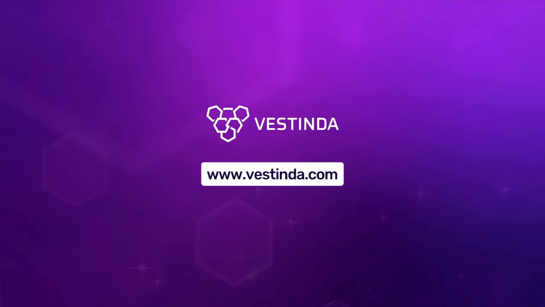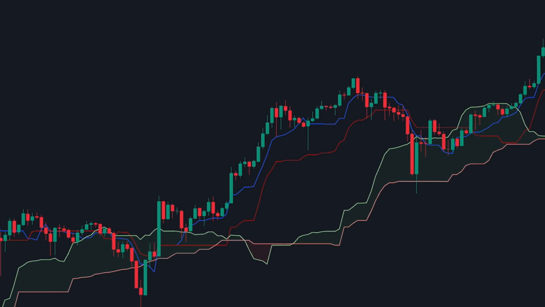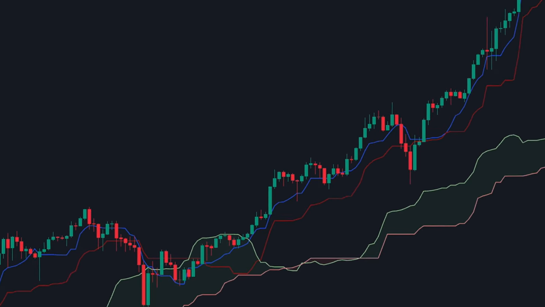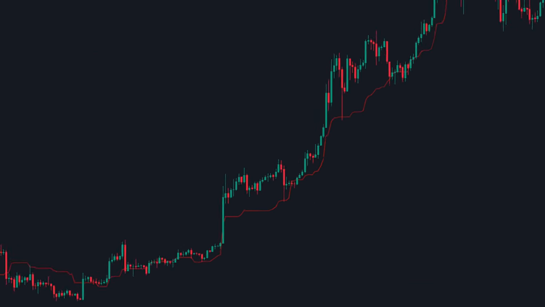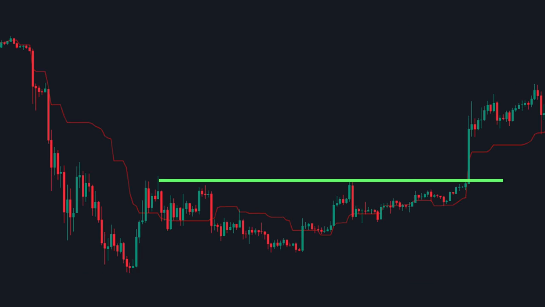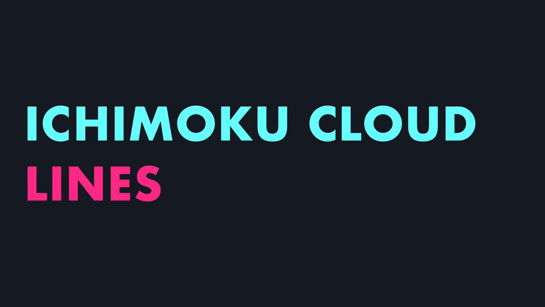This video is about Ichimoku Cloud Indicator. This indicator can grasp the complete picture of price action, from trend direction to major support and resistance levels. And if used correctly, it can pinpoint the exact entry or exit conditions. All right, let's take a look at the charts and break down the Ichimoku indicator.